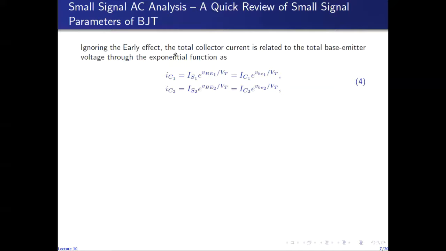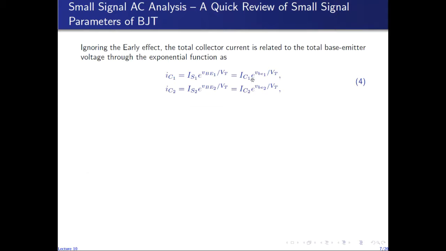So ignoring the early effect, we know that the collector current of a transistor is related to the base emitter voltage through this exponential relation. So this is the collector current for the first transistor. This is the collector current for the second transistor, in which I can replace this overall voltage with DC plus AC voltage, and I can couple the DC exponential term with the saturation current, and I can call it the DC collector current. And then, as before, I think we did it in lecture 5.